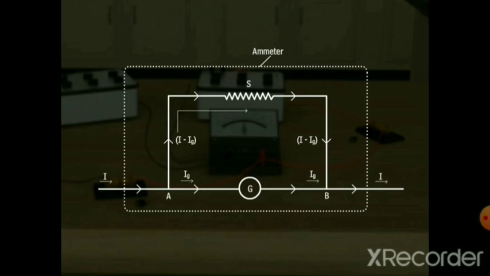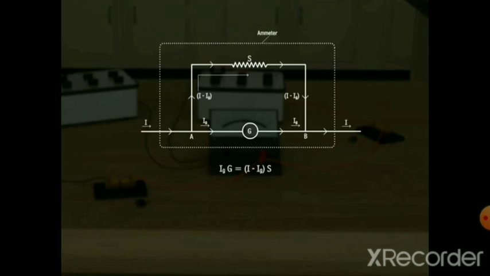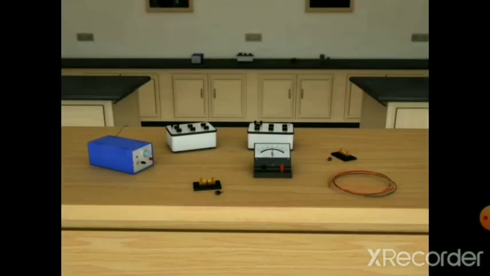resistance S. Since the galvanometer and the shunt are parallel to each other, we can write Ig times G is equal to I minus Ig times S, where G is the galvanometer resistance and I is the maximum current that is to be read by the converted galvanometer. Thus, the value of shunt resistance can be calculated with the formula S is equal to Ig times G divided by I minus Ig, where I is the range of the converted galvanometer. Let's first calculate the value of shunt resistance.